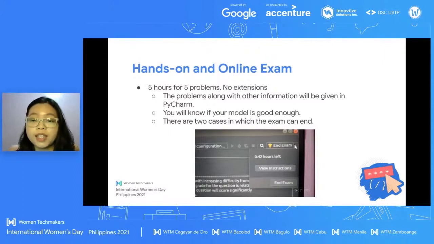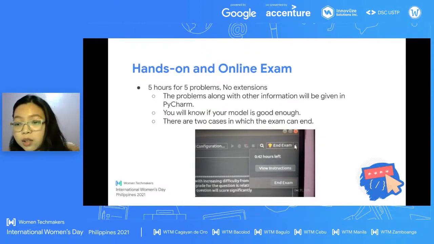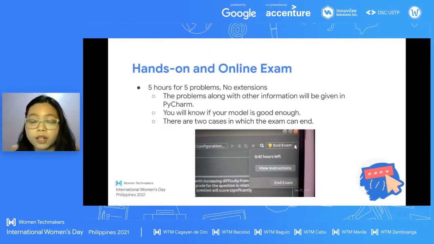And there are 2 cases by which the exam can end. First, if you still have time left, you can press that end exam button as seen in the screen. And if you have no time left, it will automatically end, and your progress will be considered, all of it.